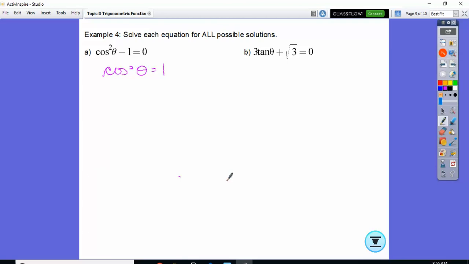And then what do we have to do? How do you get cosine by itself? How do you get rid of it? To get rid of the square root, or when we add a square root, we also have to put a plus or minus, and square root of 1 is 1.